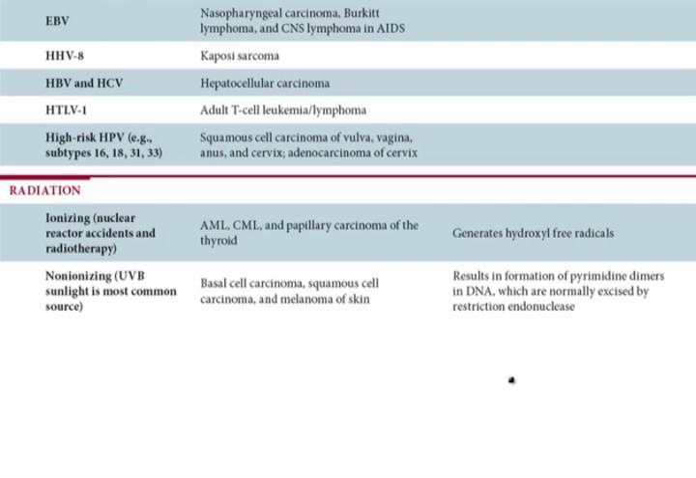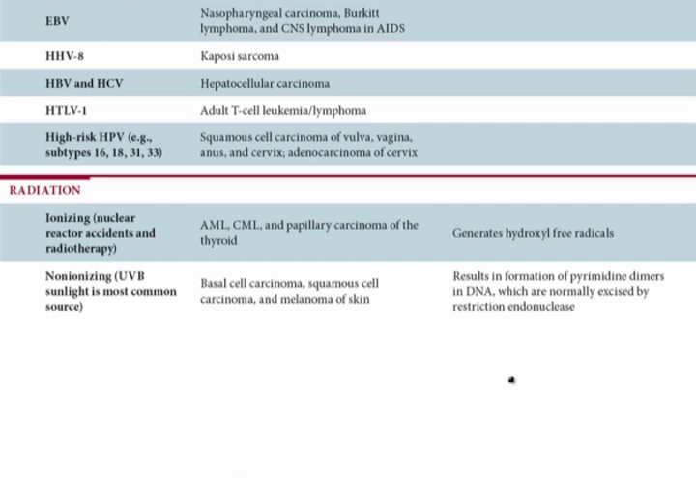And then finally, high-risk HPV, subtypes 16, 18, 31, and 33, are associated with squamous cell carcinoma of the vulva, vagina, anus, and the cervix. And they're also associated with adenocarcinoma of the cervix. And so these are some high-yield viruses that are associated with tumors, and you're going to hear about most of these viruses again when we do systemic pathology. So really what I'm doing here is I'm just planting a seed in your mind, and I'm going to water it a little bit later. So those are the oncogenic viruses that are associated with tumor formation.